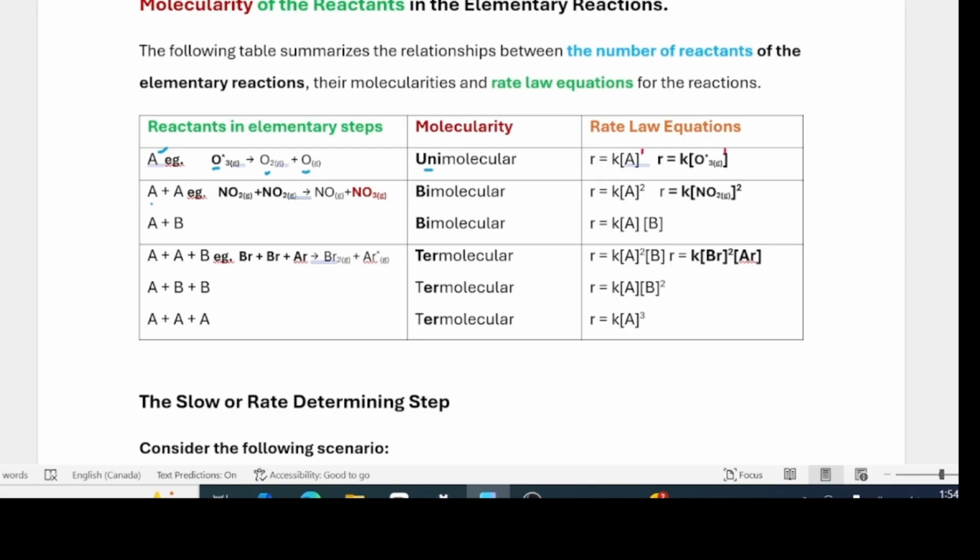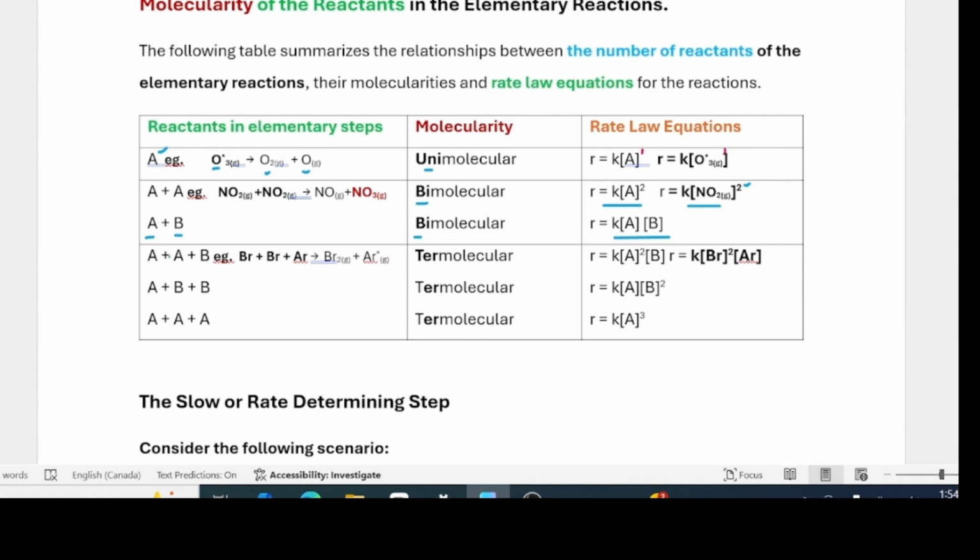If it has two species, for example 2 moles of A, the molecularity is called bimolecular, and this will be its rate law expression. Specifically, if 2 nitrogen dioxide molecules are colliding to produce these species here, then the rate law expression will be k times the concentration of NO2 to an exponent of 2. If it is A and B, it will also be bimolecular, but the rate law expression will be k times the product of those concentrations.